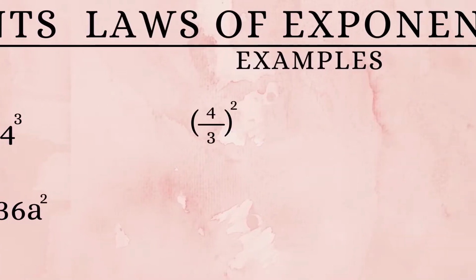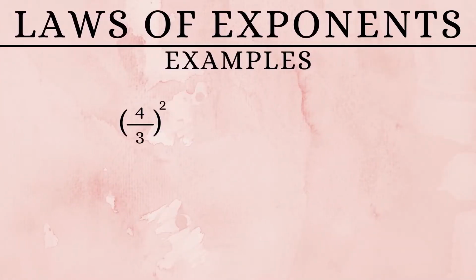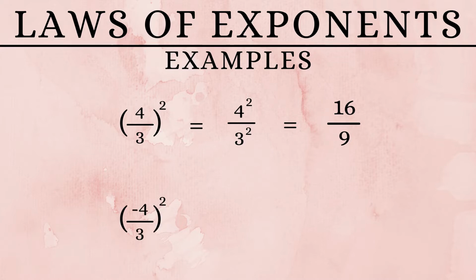Next example, 4 by 3 the whole square. Now this can be expanded as 4 square by 3 square, which is 16 by 9. Now let's see what happens when we have minus 4 by 3 the whole square. Minus 4 the whole square divided by 3 square. Here minus 4 into minus 4 becomes positive 16. So our final answer again is 16 by 9.